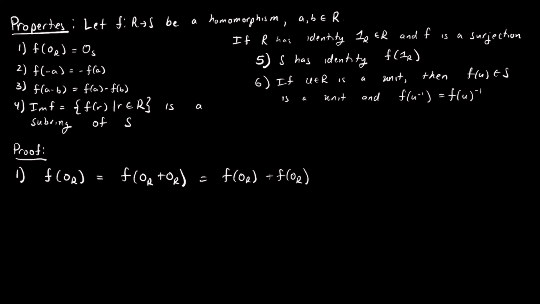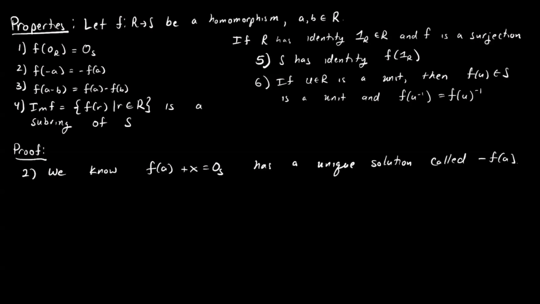Okay, so when I look at this equation, I know f of 0R is some element of S, but what else do I know? I know that I can write the left-hand side as f of 0R plus 0S. I can add the 0 element of S to this, and this is going to equal f of 0R plus f of 0R. And we proved earlier that rings have a cancellation law for addition, so I can cancel these two out, and what am I left with? I'm left with 0S is equal to f of 0R. So that's the proof of property 1.